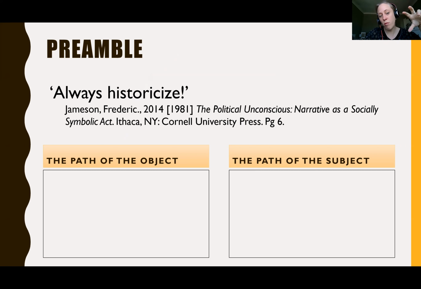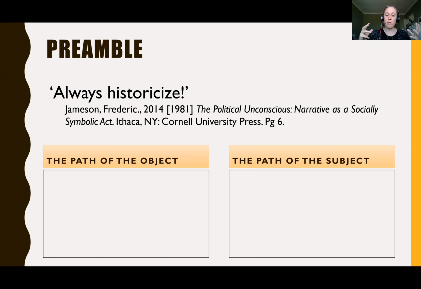The year 2014 is the edition of the specific book, the reprint, that I consulted when rereading Jameson's ideas for today. And 1981 is the year in which this book was originally published. You don't necessarily have to do this all the time when you're referencing, but I did this because we are doing a workshop on contextualizing.